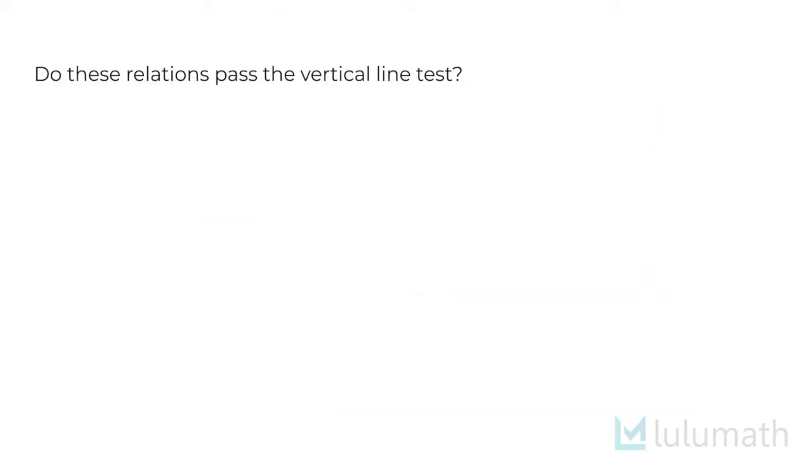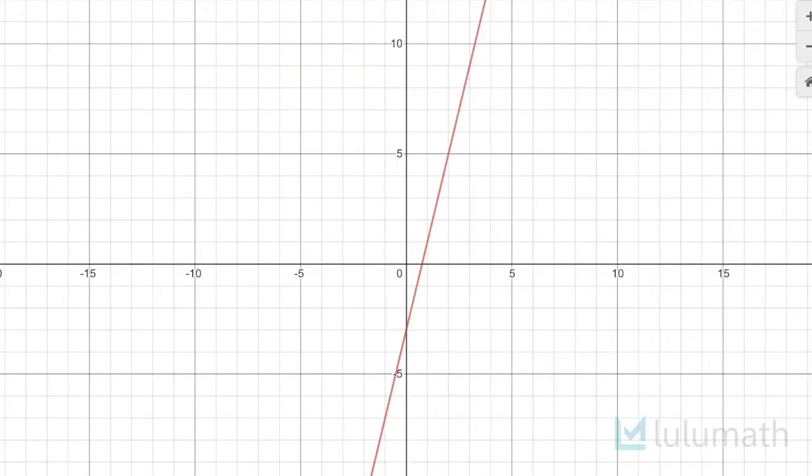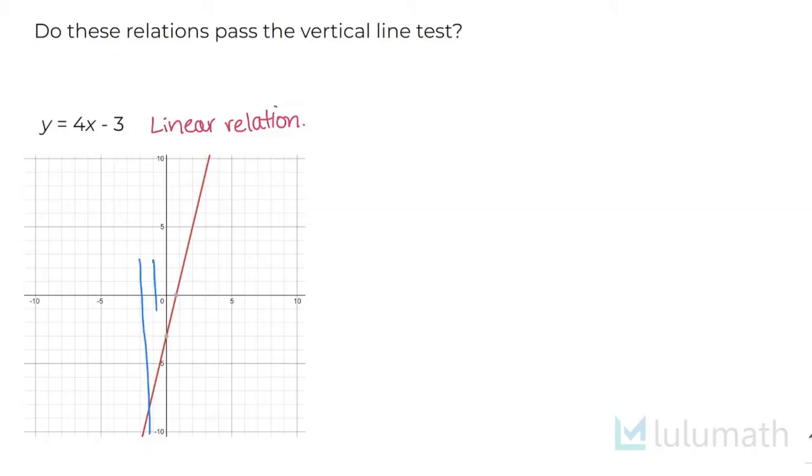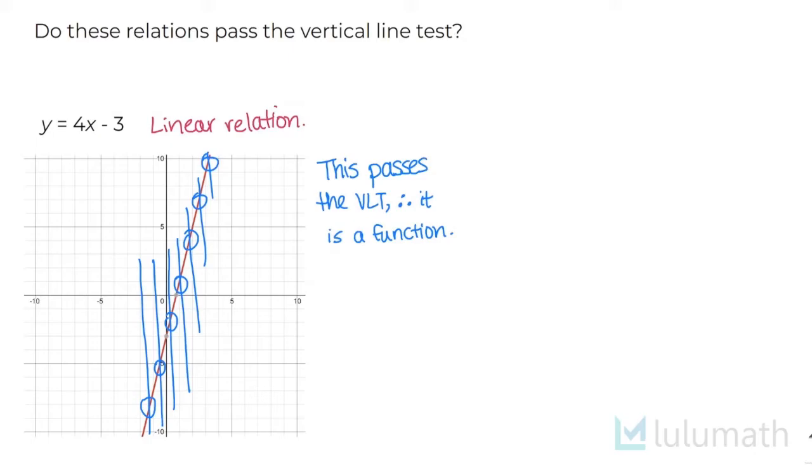So I want to look at some relations and see, do they pass the vertical line test? These are the relations that we looked at in our examples and non-examples video, but now we're going to use the vertical line test to confirm whether or not these are really functions. Our first relation is y = 4x - 3, and this is a linear relation. This is what my graph looks like. It has a y-intercept of -3, and it has a slope of 4, so it goes up 4 and over 1. When I draw any vertical line through my graph here, no matter where I draw it, everywhere along my line, it will only intersect my graph in one place. So this passes the vertical line test. Therefore, it is a function.